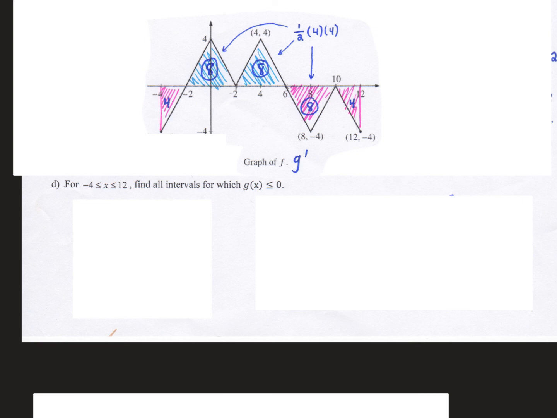In part D, I'm asked where g of x is less than or equal to 0. I first replace the g of x with its integral, which is the integral from 2 to x of f of t dt. If I want to know where this is less than 0, I'm going to take an area approach. My integral is starting at the 2. So let's go up to our graph, and we're going to start our integral at 2. I'm going to pay attention to the area.